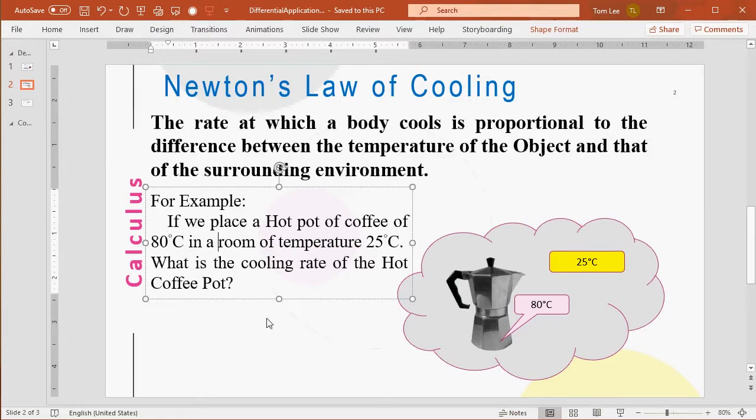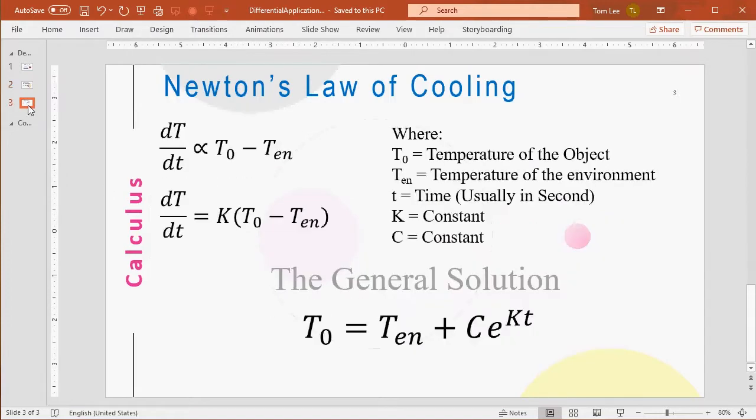Newton's law of cooling is a differential equation, and you have to solve the differential equation in order to get the cooling rate of the hot pot at a particular time. Okay, let's see Newton's law of cooling.